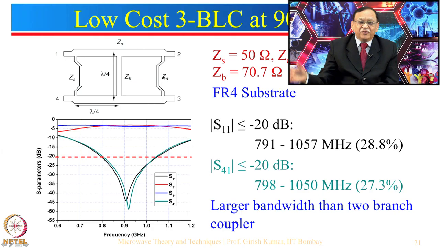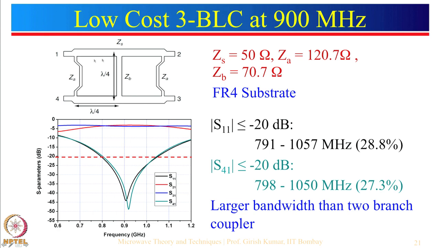You multiply all those 5 matrices, do the solution for even mode and odd mode, and then put in the boundary conditions, solve for the values, and this is what you will get. So, what we have here: ZS is 50 ohm, which is the series impedance, that is over here. Now, ZA is 120.7, which is over here and here, and ZP corresponds to 70.7 ohm. Again, all the lengths are lambda by 4.